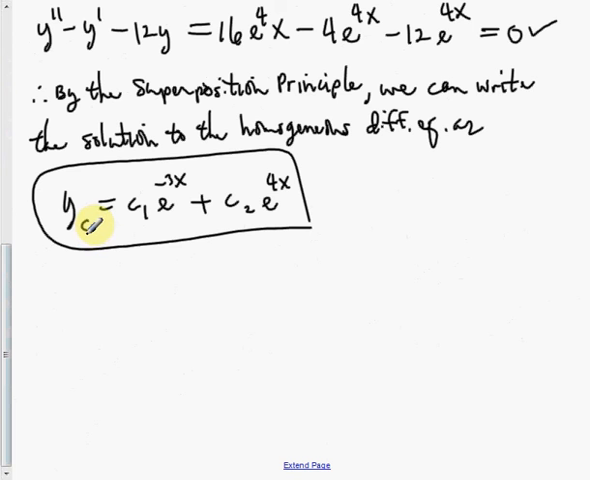And the c stands for what again? This c here, y sub c, stands for what? Complementary. Thank you, my friend.